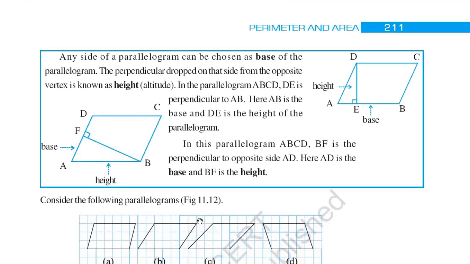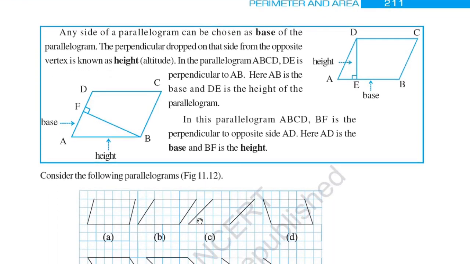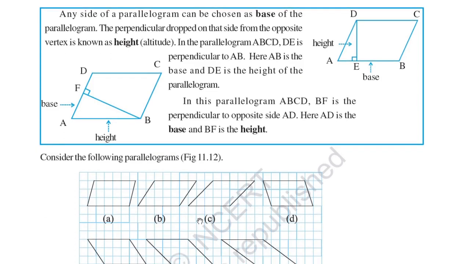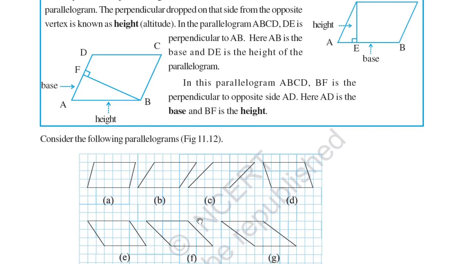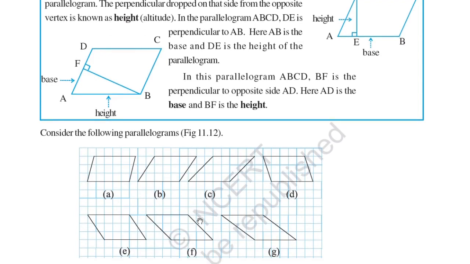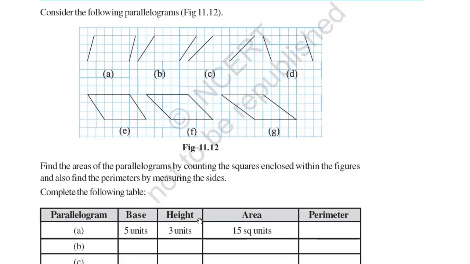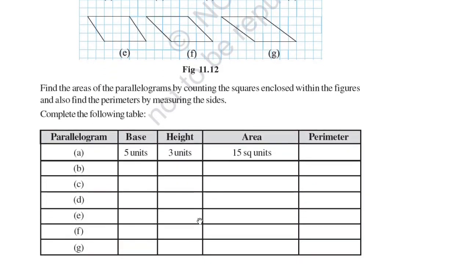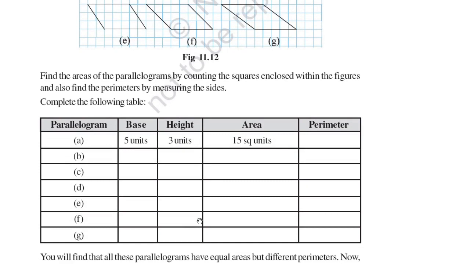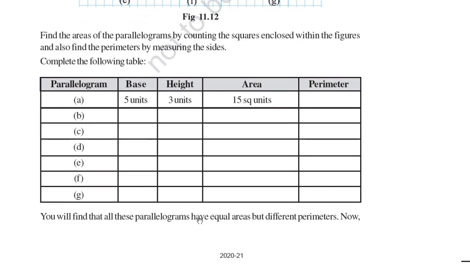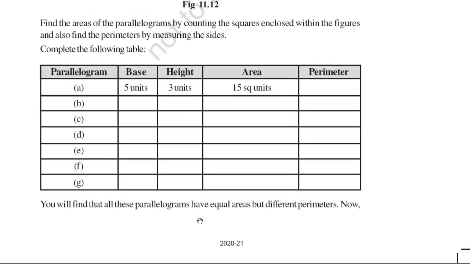In this parallelogram ABCD, BF is the perpendicular to the side AD. So here AD is the base and BF is the height. You can see other examples of parallelograms here. Find the area of the parallelogram by counting the squares enclosed within the figures, and also find the perimeters by measuring the sides. It is given here, so you can apply it simply and get the solutions. Very easy.